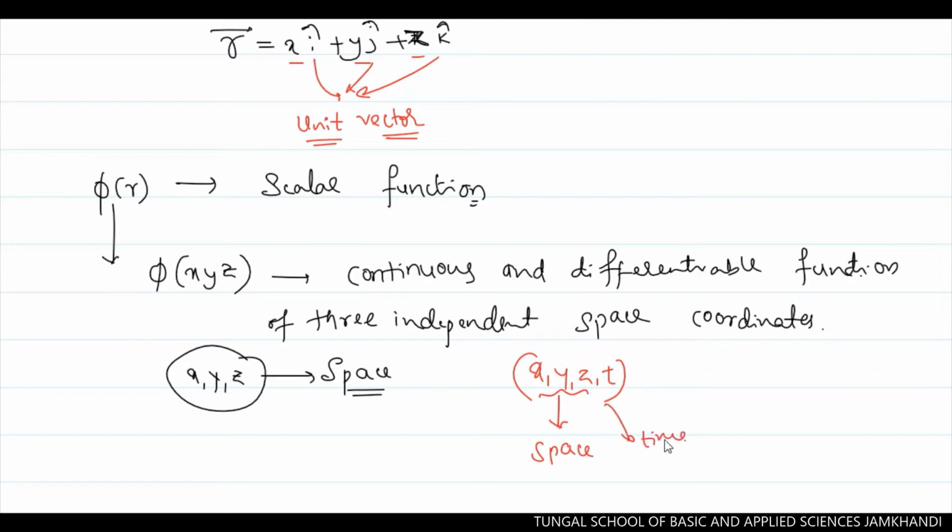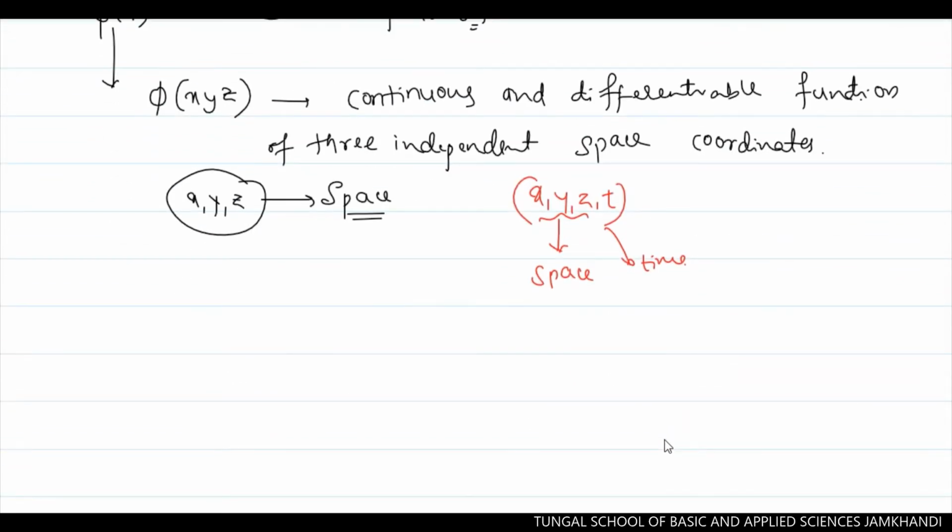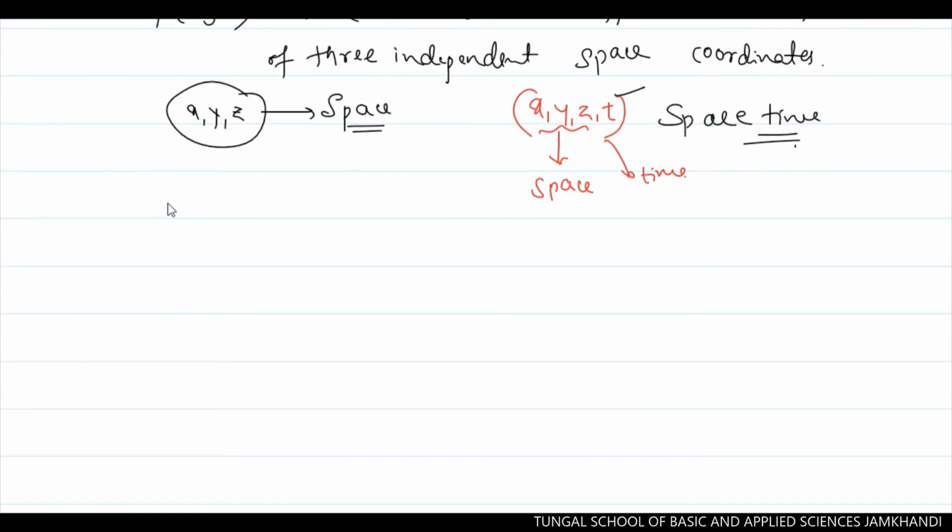If we represent any system with space coordinates along with its time coordinate, we call this a space-time coordinate system. So time is considered as a fourth dimension. But here we are going to represent all the physical parameters only in the space coordinate system, x, y, z. So this is a Cartesian coordinate system.